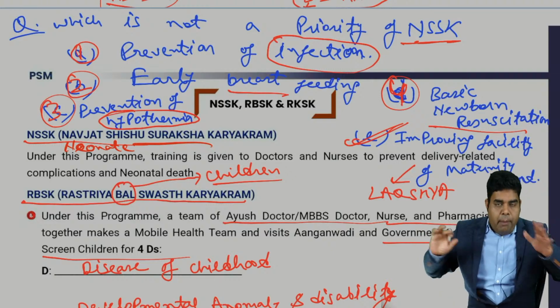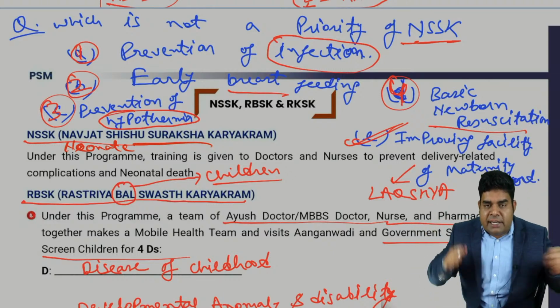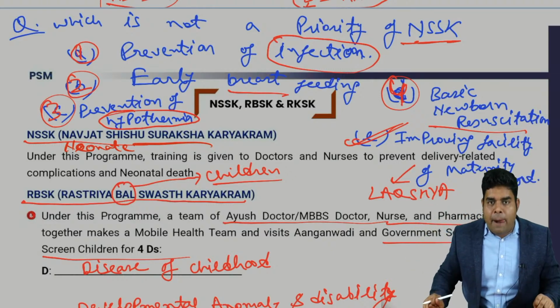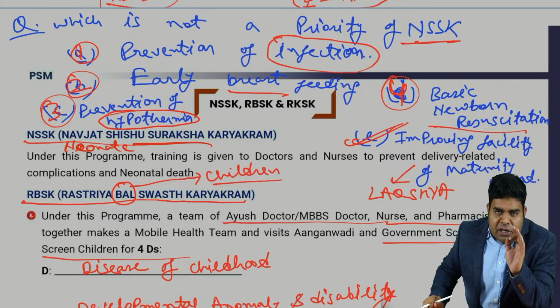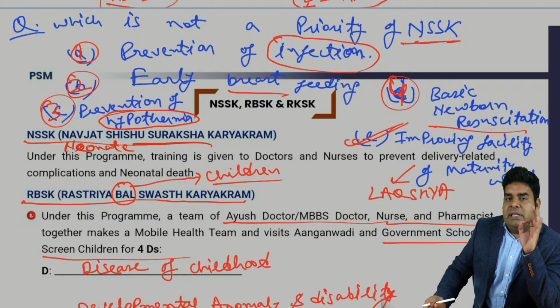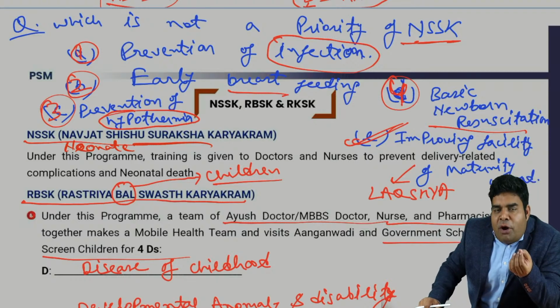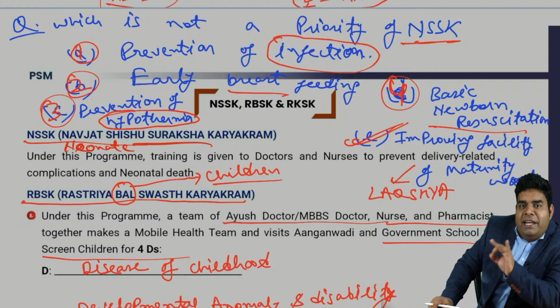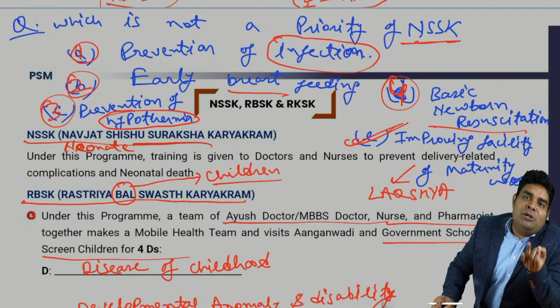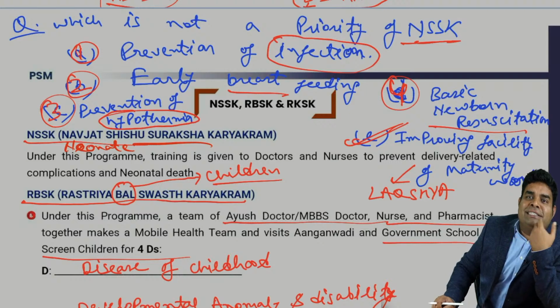So do remember this, that NSSK has 4 targets. First, to prevent the child from infection. Second, from hypothermia. If they are able to prevent the child from infection and hypothermia, they will do breastfeeding. If they are not able to save the child from infection and hypothermia, they will do neonatal resuscitation.